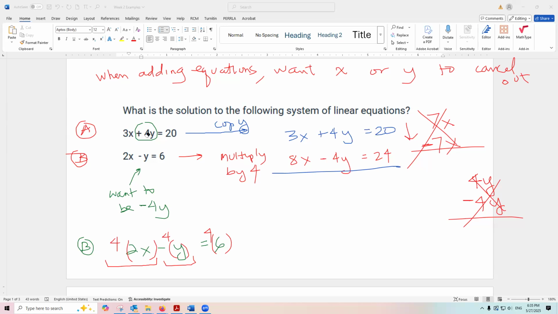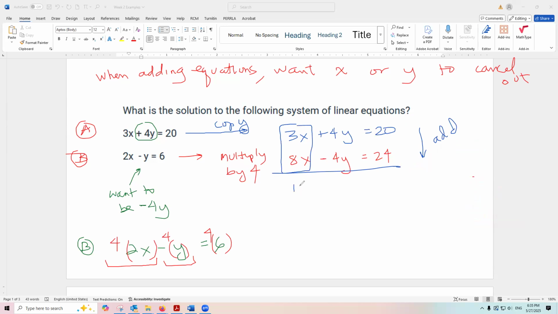Now, I'm going to add these equations straight down. That means add the x's together. 3x plus 8x is 11x. How about the y's? Well, I have a positive 4y and a negative 4y. If you add those, they cancel out. Remember, that was our goal. And for the numbers, 20 plus 24, that's 44. Now I can solve this equation for x. I'm going to divide both sides by 11. So x equals 4. Well, that's part of the answer, but I still want to figure out y.